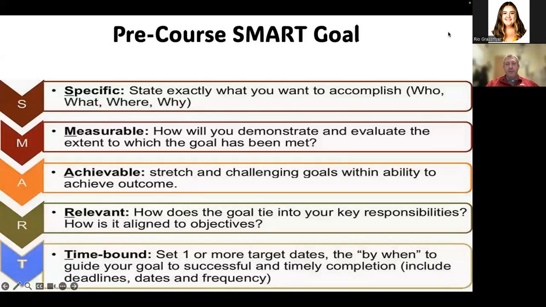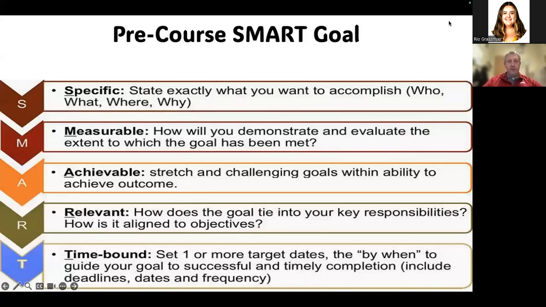If this is simply by addressing it by grades or pass percentages, I would challenge you to take that and make it into a life-changing experience. Yes, pass percentages matter, but more so making sure that our students are having an equitable opportunity and mastering these skills. Achievable: stretch and challenging goals within the ability to achieve outcomes, certainly important.